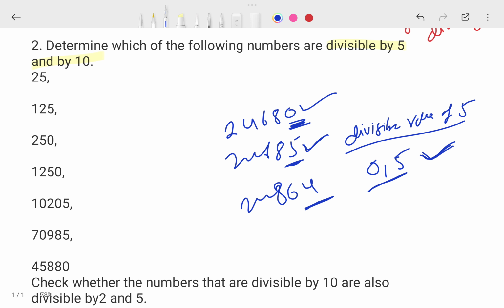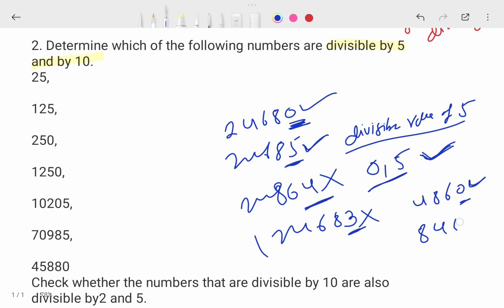Here the end number is 4, it is not divisible by 5. End number is 0, divisible by 5. End number is 3, not divisible by 5. So if you want to check whether any number is divisible by 5, you have to check that the last number is 0 or 5. If the last number is 0 or 5, that number is going to be divisible by 5.